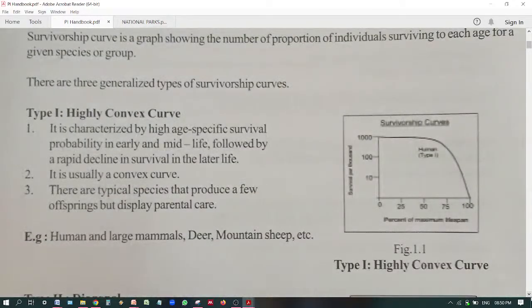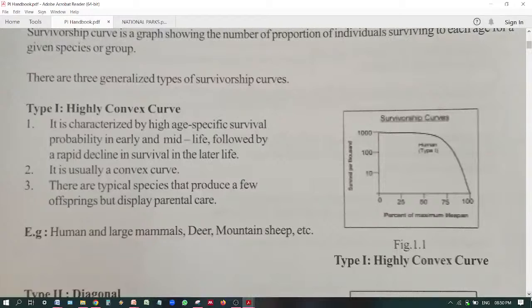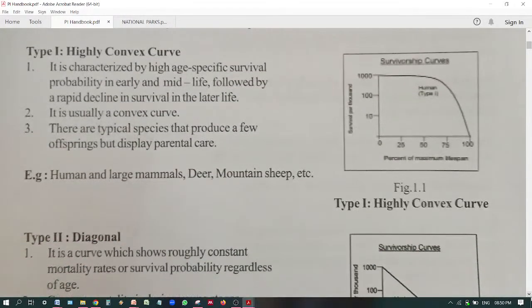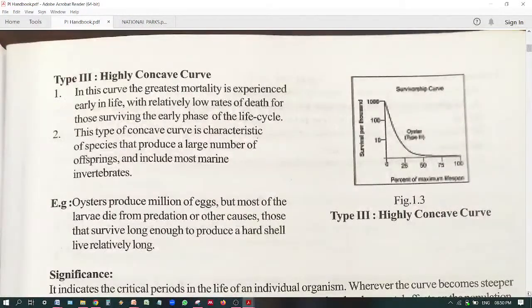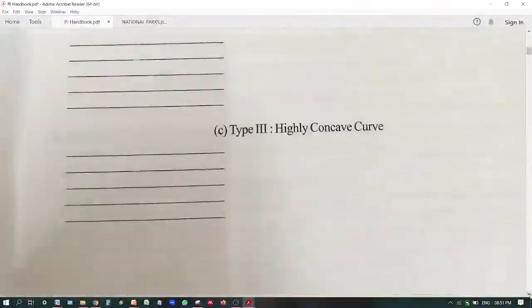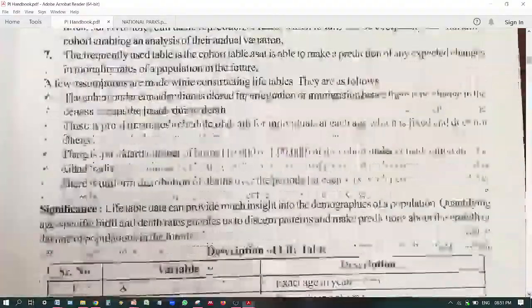So three types of curve we have seen. The highly convex curve belongs to type 1 species, those who live their maximum lifespan. The diagonal curve depends on predators; these are the species whose life certainty depends on the animals that prey on them. So prey species usually come here. The highly concave curve has the highest mortality. Here you will observe that they have a large number of eggs, like fish, oyster and all.